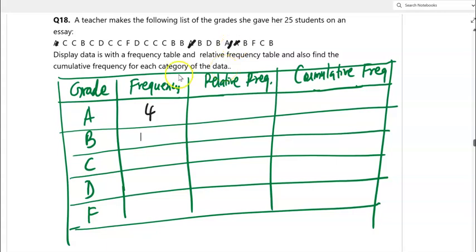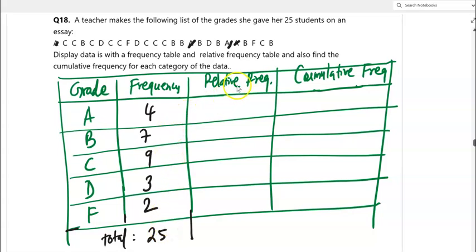Similarly, you count the frequency of B, how many B's are here? The frequency of B is 7. The frequency of C is 9. D has a frequency of 3. F has a frequency of 2. That is the frequency of each category of the data. For relative frequency, the total number of data is 25, because there are 25 students in the class. If you add all the frequencies, that's going to be 25.